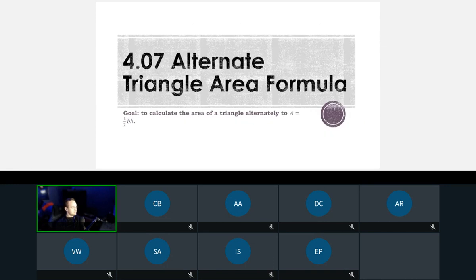All right. So today's lesson, 4.07. This is day number 1, right? Yeah. Day 1 of 3. So, alternate triangle area formulas. We're going to calculate the area of a triangle alternatively to A equals 1/2 base times height. So when you were all taught in the past that this is how you find the area of a triangle, there's more than one way to actually do that. All your triangle lives are a lie.